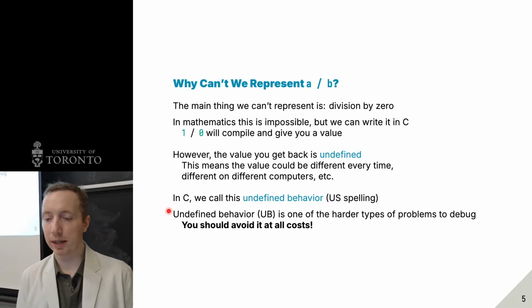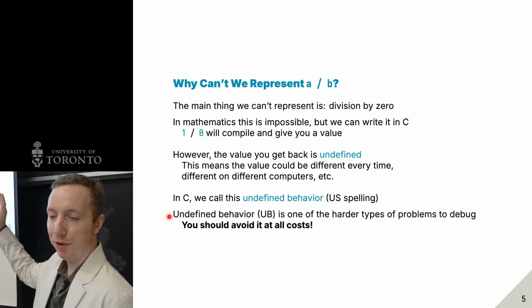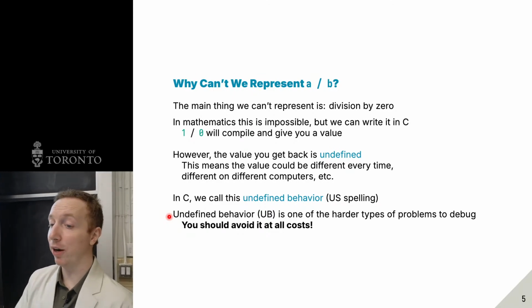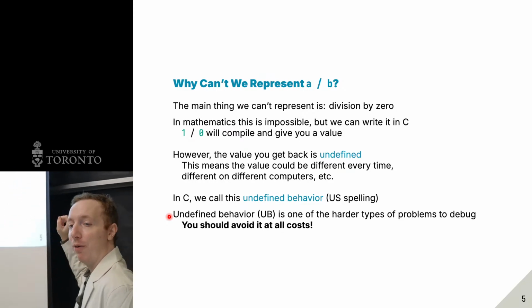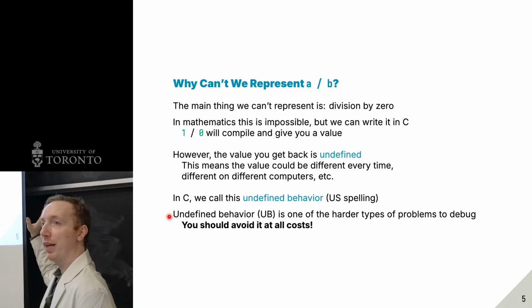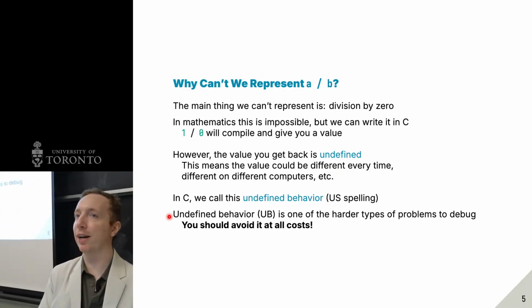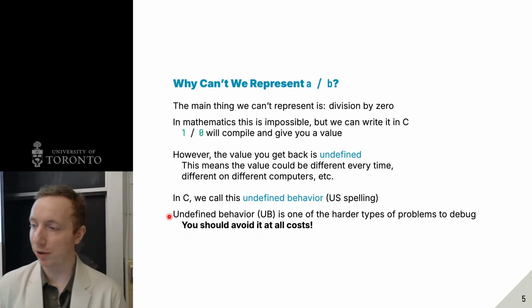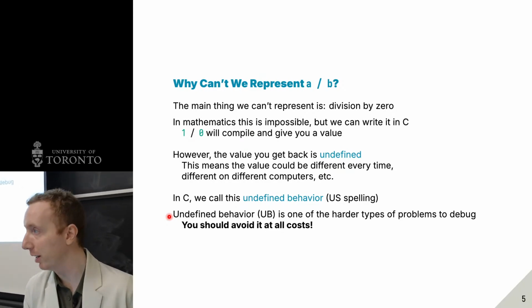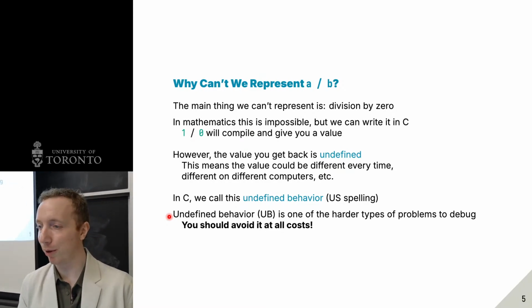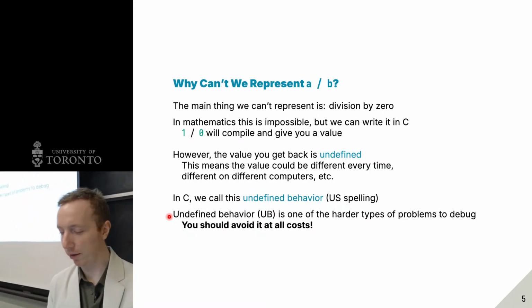With the US spelling in C, we call this undefined behavior. Undefined behavior might pop up as just UB. It's one of the harder types of problems to debug. Again, warning, you should avoid this at all costs, because it will probably take you days to solve this issue, especially if it works on my machine but doesn't work on yours. So this is one of the reasons why programming is hard, and why, despite lots of smart people working on Mac OS and Windows, you still have bugs come up, mainly because of things like this.